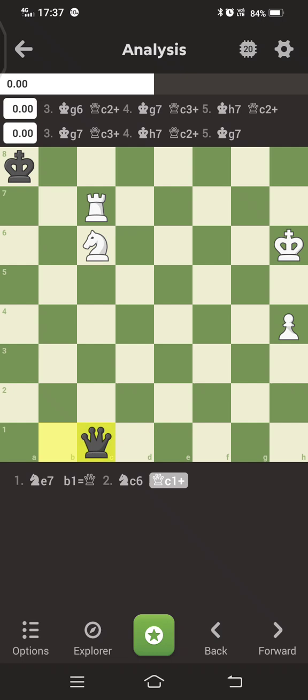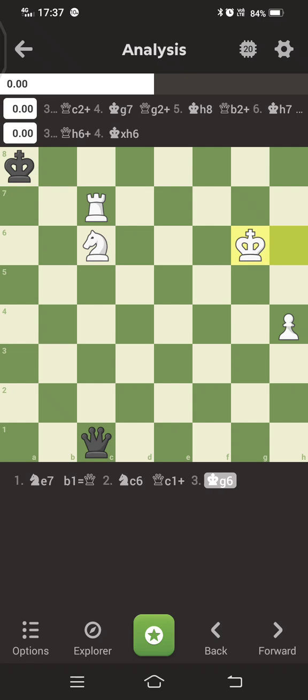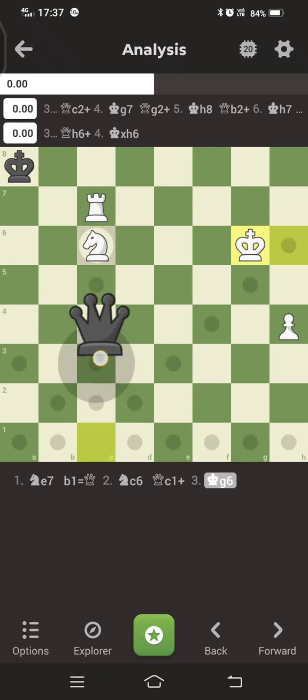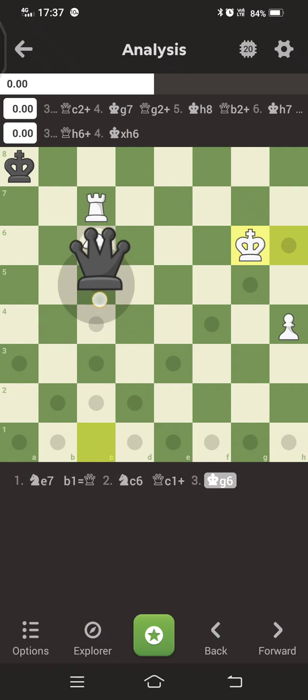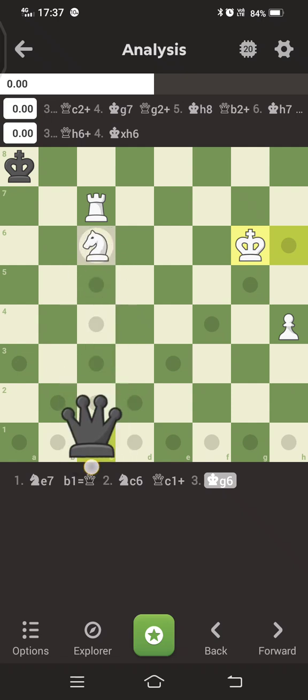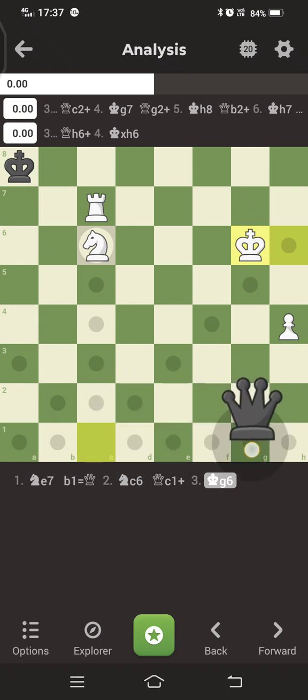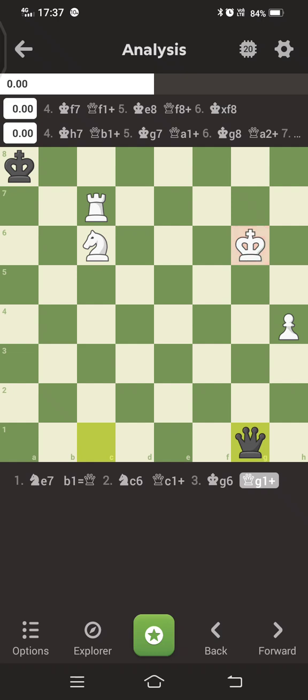So one way to give check is from this. Now white is to move. Let's assume that white moves g6. Now black can give checks. I chose to move along the C file to give continuous checks to the white pieces, but the computer chose to give a check on G1. So what is the purpose of this?